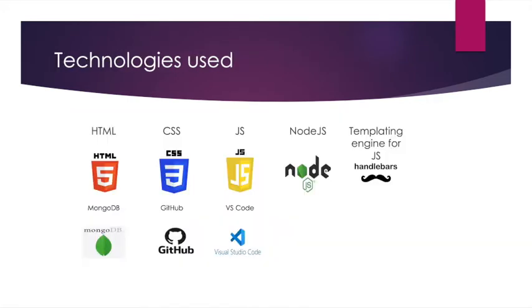And here are some of the technologies that are used in my project. So HTML is used, and also CSS and JavaScript for the front end, and they are the basics of the project. As for the backend, I used Node.js, and I used the templating engine for JavaScript, which is known as handlebars.